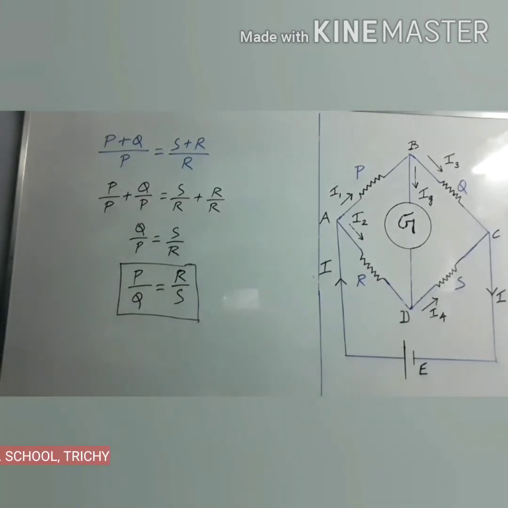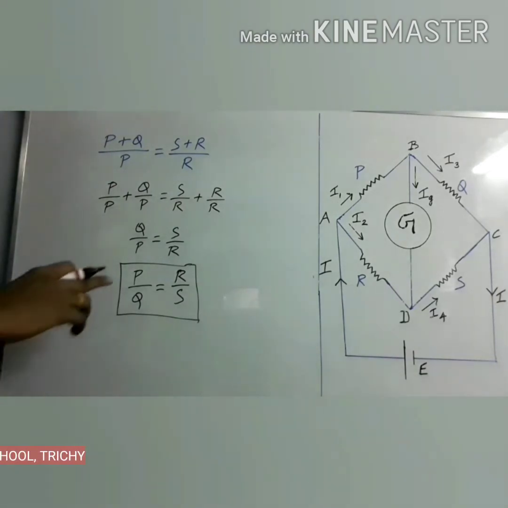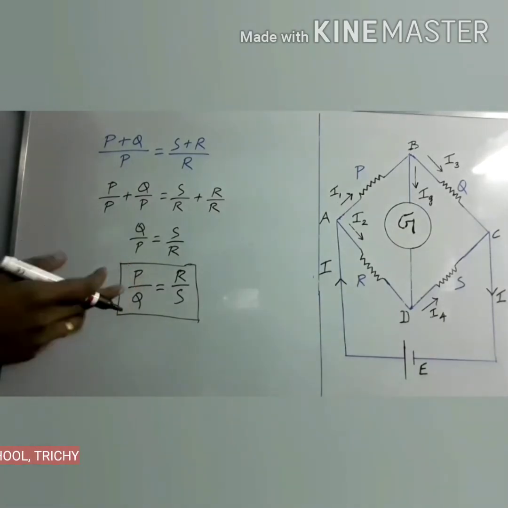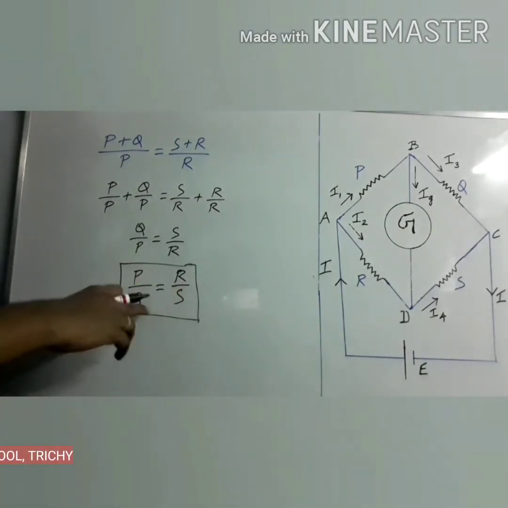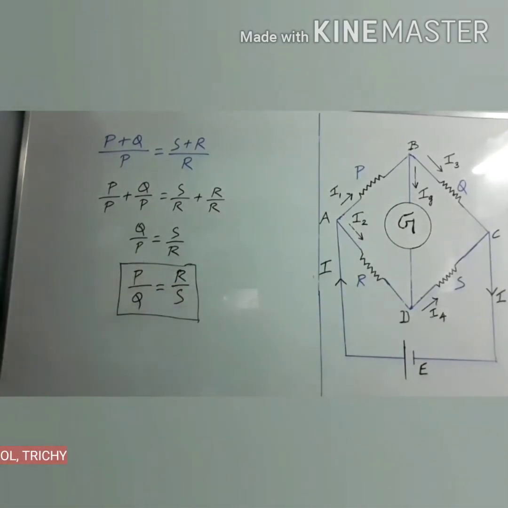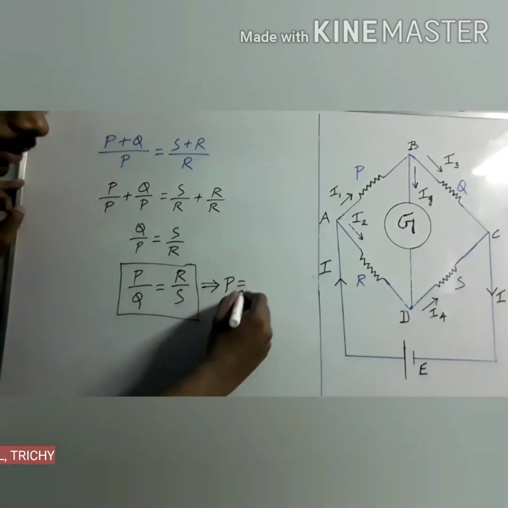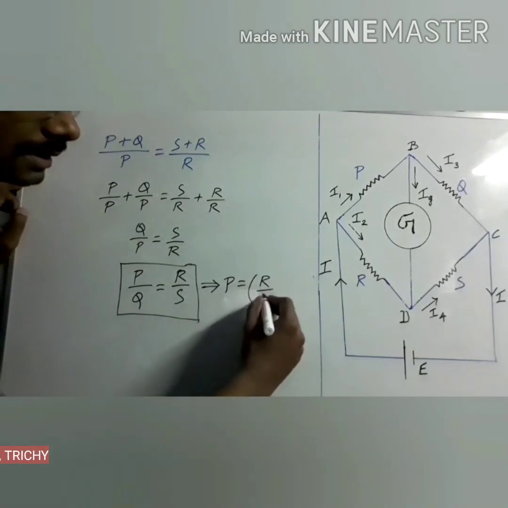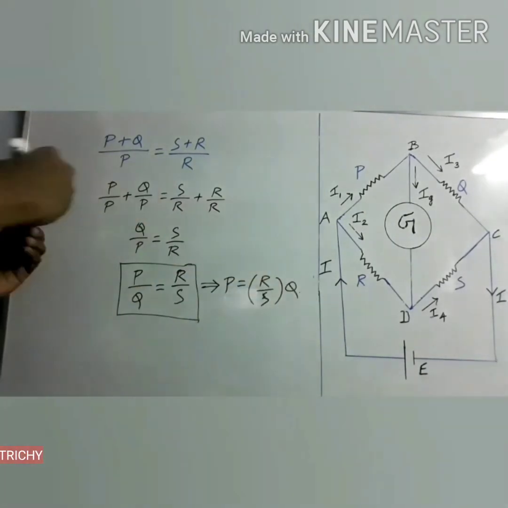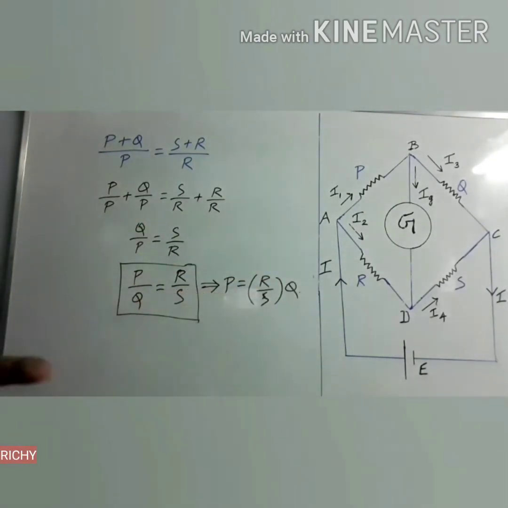Only under this condition does the galvanometer show null deflection. If three of the resistances are known, the value of the unknown resistance, that is the 4th one, can be determined. For example, if you want the value of P, the unknown resistance, and you know the values of the other three resistances Q, R, S, but you don't know the value of P, how can you find the value from this expression? P is equal to R by S into Q. Using this expression, you can find the unknown resistance. That is the application of the Wheatstone bridge.